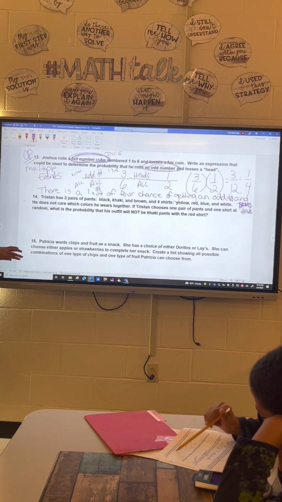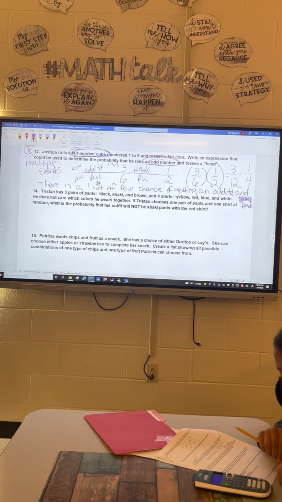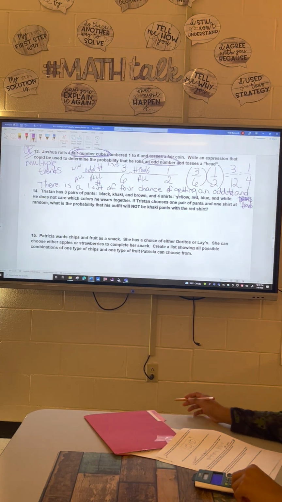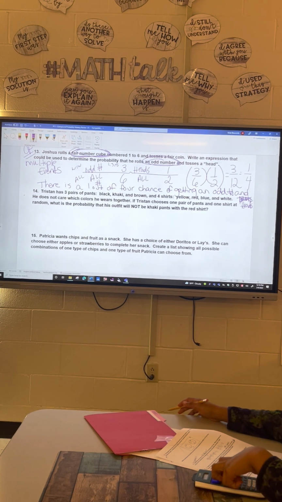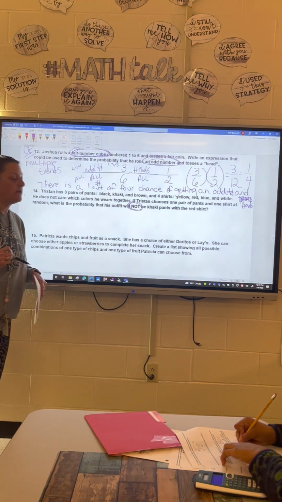Tristan has 3 pairs of pants. Black, khaki, brown, 4 shirts. He does not care which colors he wears together. If Tristan chooses 1 pair of pants and a shirt at random, what's the probability that his outfit will not be khaki pants and a red shirt?